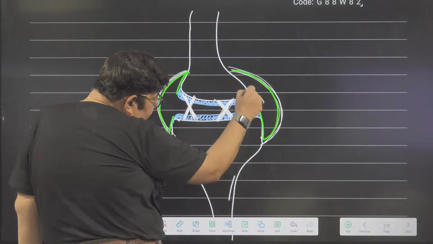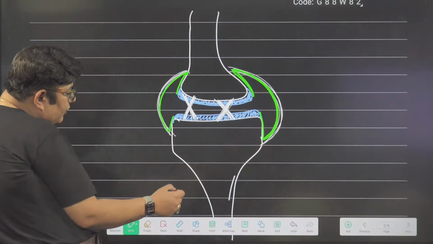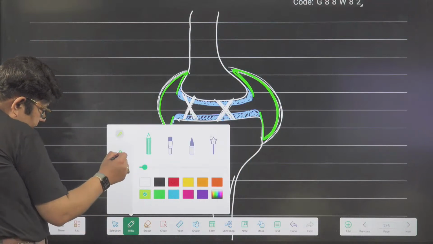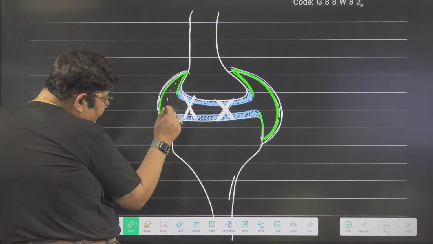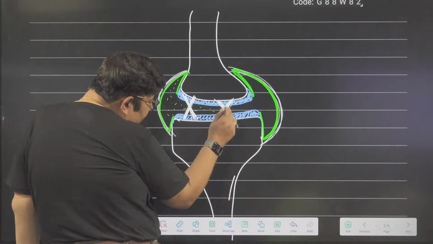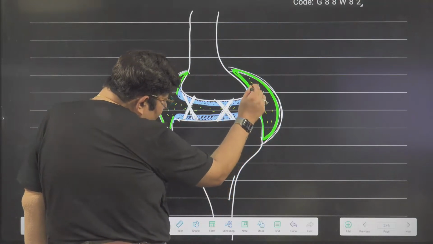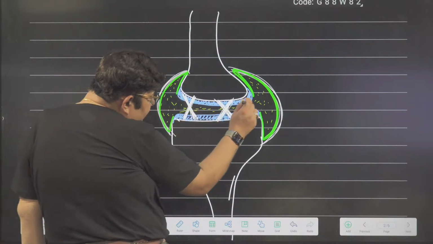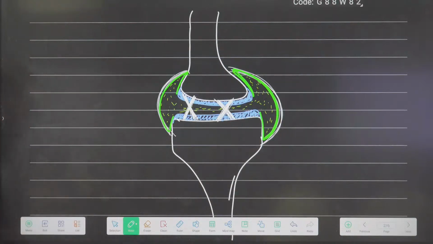Synovial membrane produces a lubricating fluid called synovial fluid. Synovial fluid helps to reduce the friction between the two bones. What is this fluid called? Synovial fluid. The green color membrane is called synovial membrane. Which joint is this? Synovial joint. The cross-shaped ligaments have been shown there.